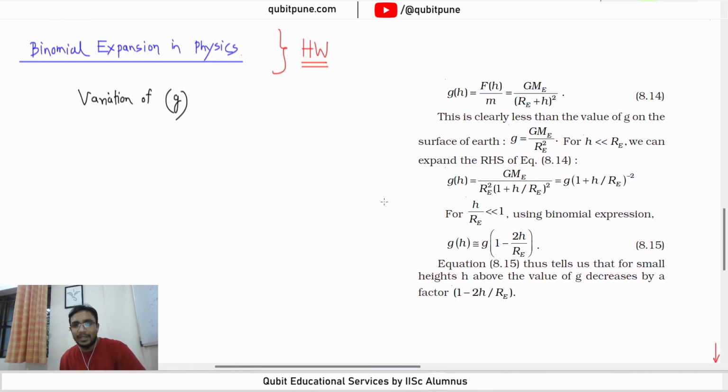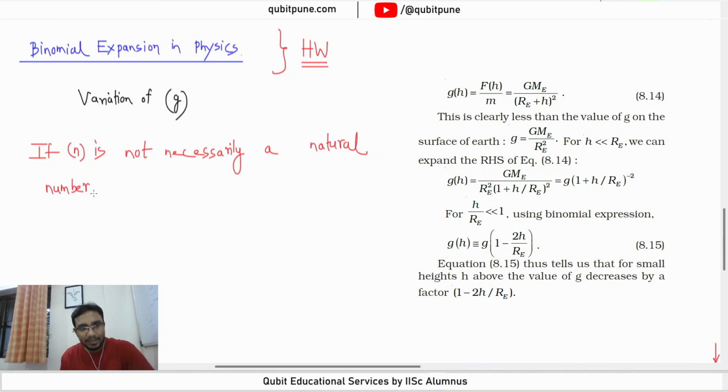So what exactly do we mean there? Usually in physics when we use binomial expansion, the index of that expansion is going to be a rational number or negative integer. If n is not necessarily a natural number, then what happens to the expansion of a plus b raised to n?